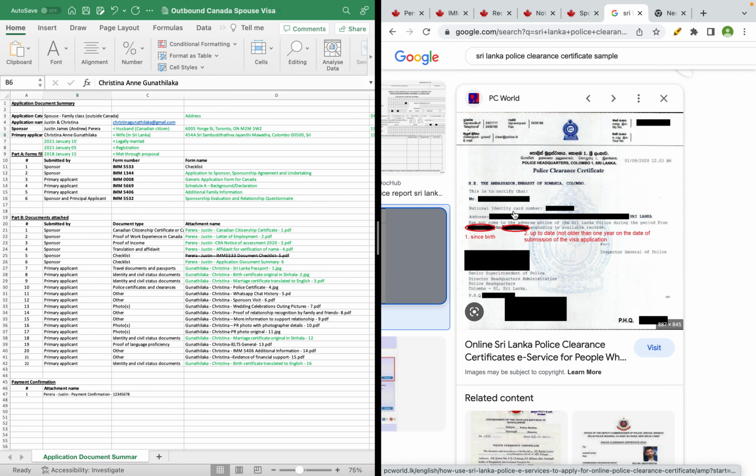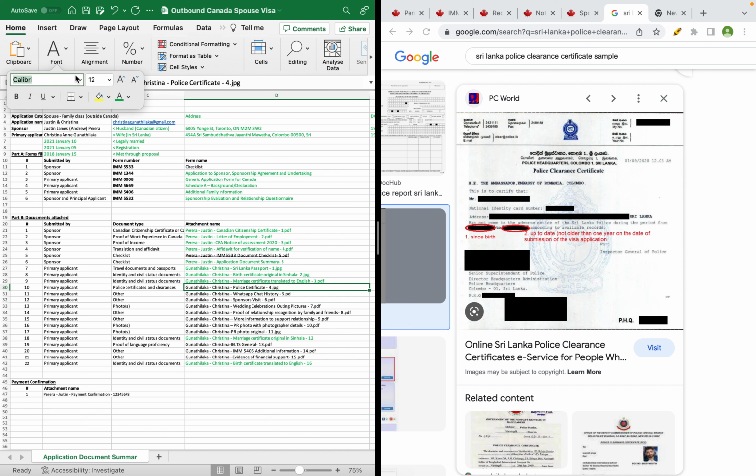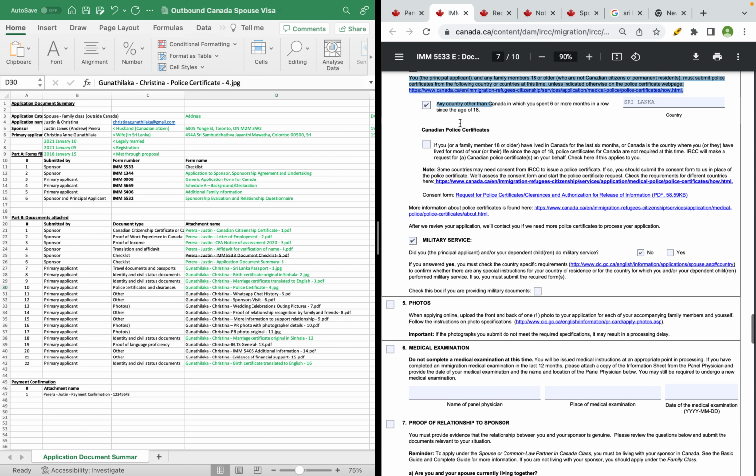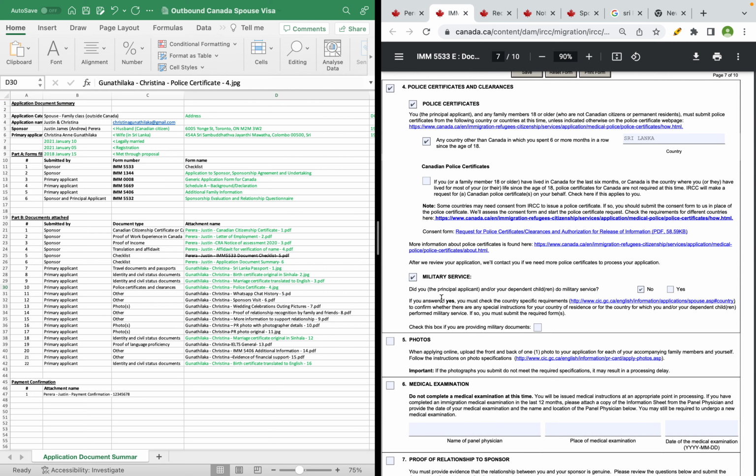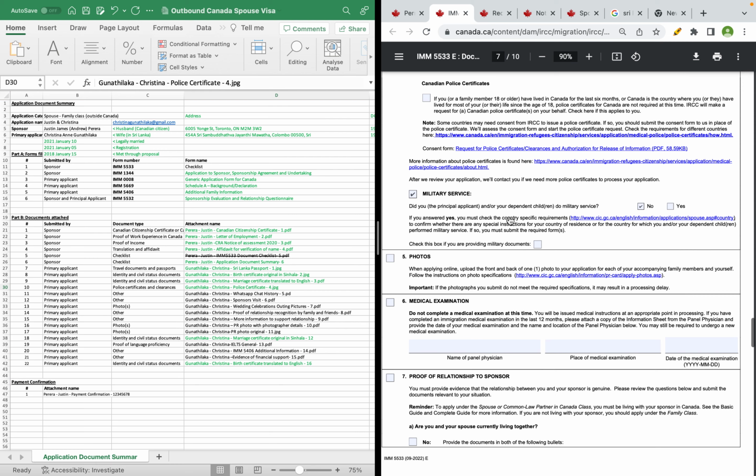And we went there and they asked that person multiple questions, and then they made a note of it, and finally they left. After a few weeks this report was delivered to me, and this is what I attached here. I scanned it and attached it in the application under police certificate and clearances. This is exactly what I attached. Okay, let's move on. So this section is done once you attach that document.